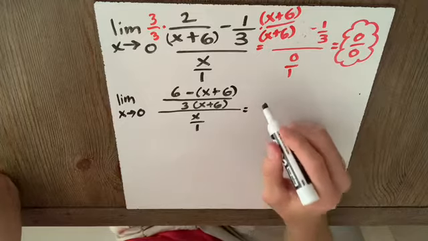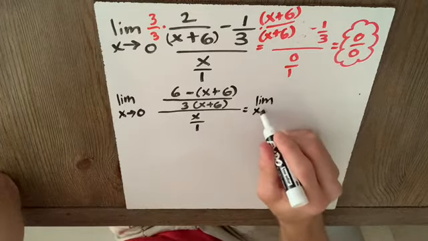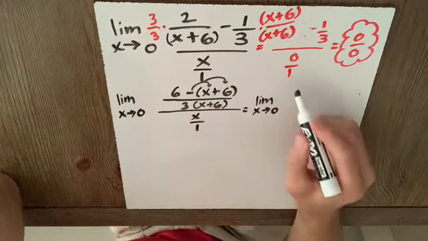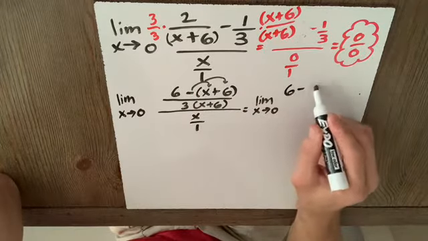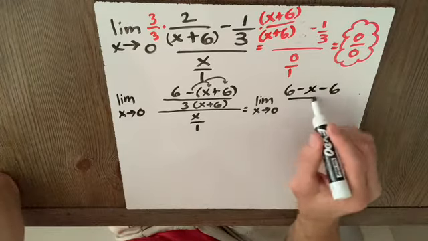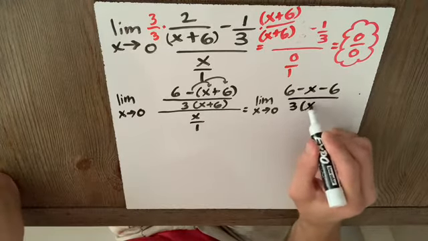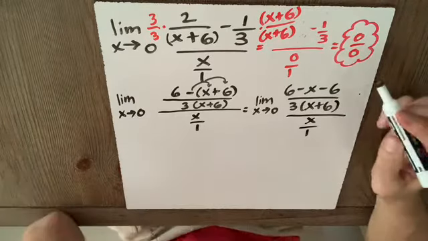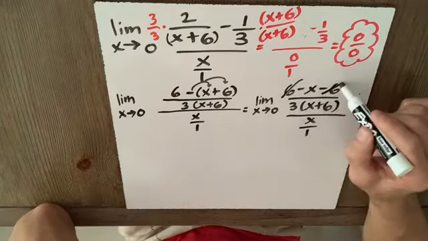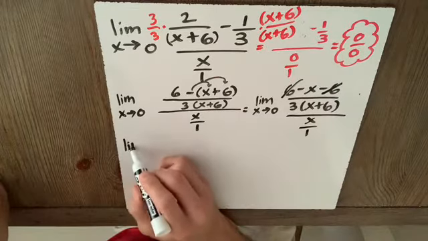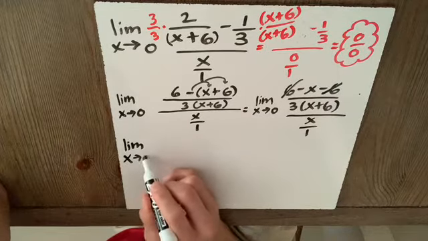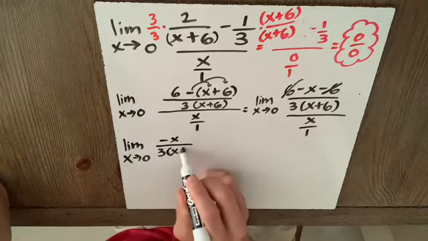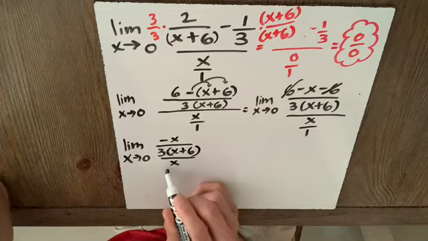Now I'm going to try to simplify. Limit x approaches 0. Well, if I distribute this -1 to both, I'm going to have 6 minus x minus 6 over 3 times x plus 6 over x over 1. And if these have been good little 6s, they go off to number heaven, which will leave me with limit x approaches 0 of the opposite of x over 3 times x plus 6 over x over 1.